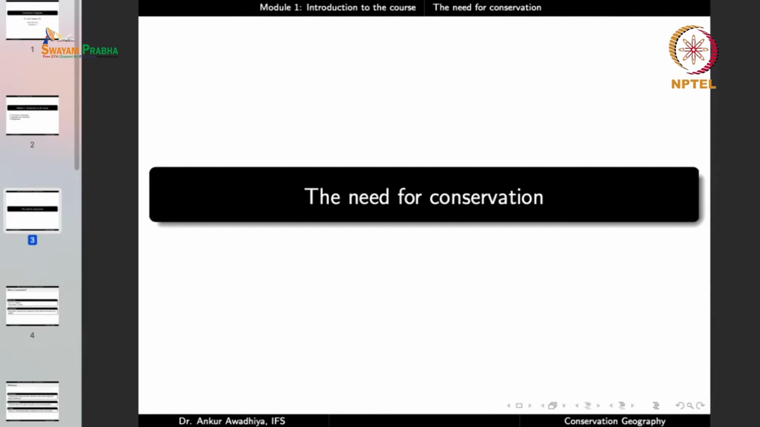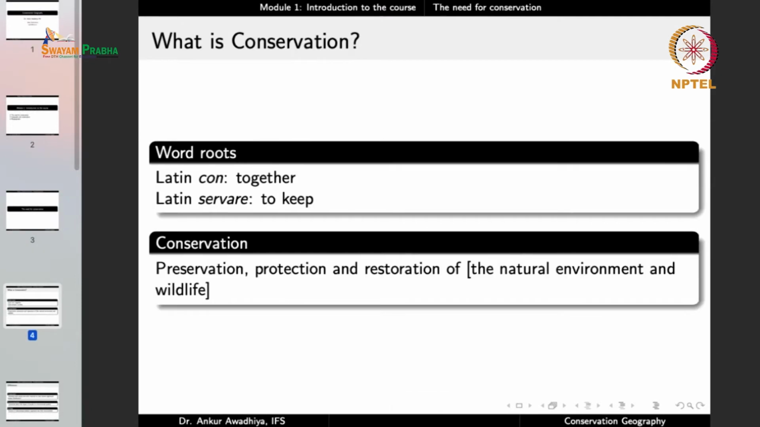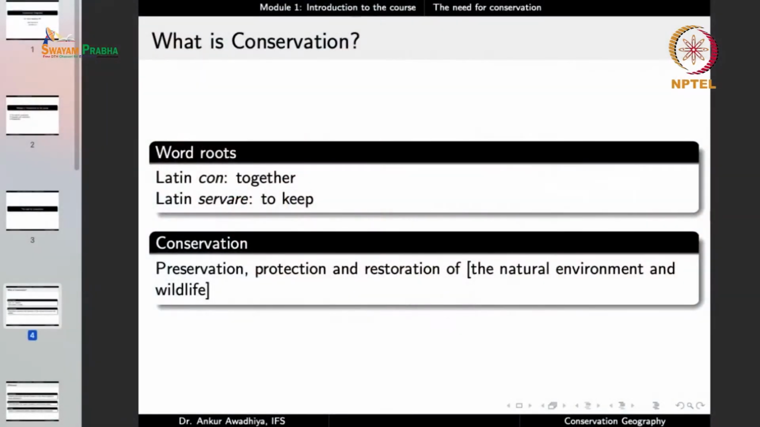So let us begin with the need for conservation. The term conservation is derived from 2 Latin words, con, which means together, and servare, which means to keep. So essentially, conservation is to keep something together, or to protect something, to preserve something, to restore something. And in the context of this course, conservation is the preservation, protection, and restoration of the natural environment and wildlife.